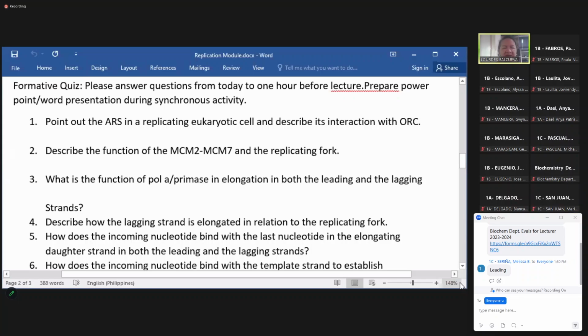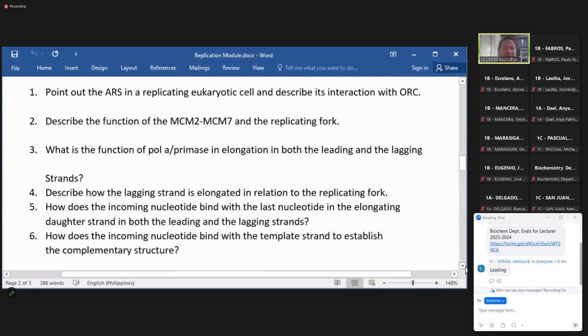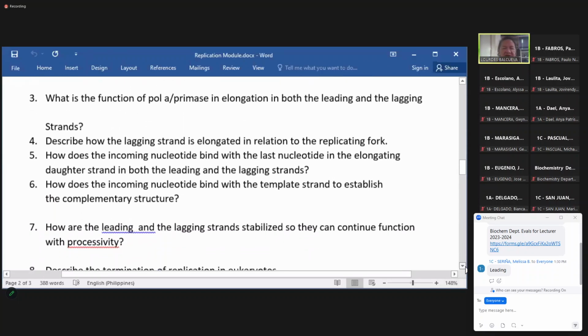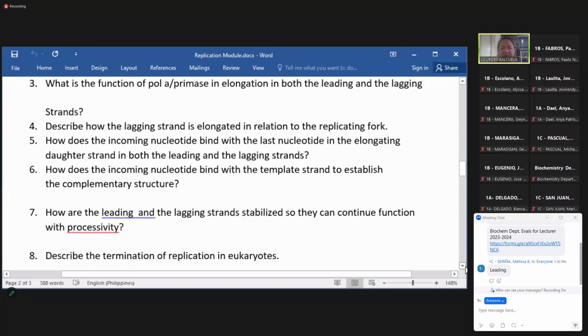Oh, hindi pa niya, it will not be released yet, no? Only after the synthesis of the DNA by the polymerase A. So, number 4, describe how the lagging strand is elongated in relation to the replicating fork. Anyone?